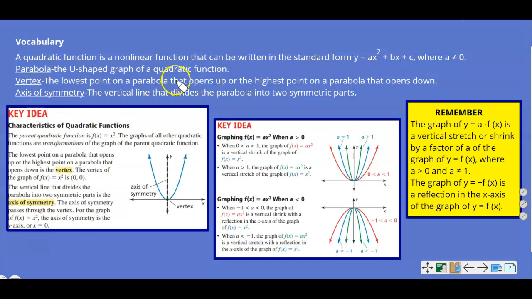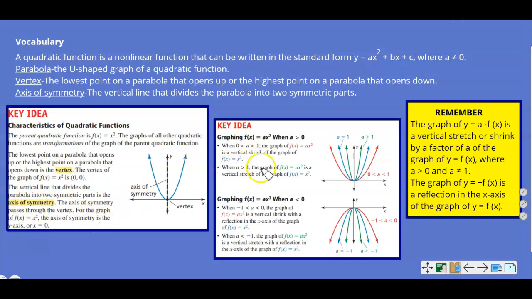The vertex is the lowest point on a parabola that opens up, or the highest point on a parabola that opens down. So again, the vertex is the point where it turns and goes the opposite direction, either the lowest or the highest point. The axis of symmetry is the vertical line that divides the parabola into two symmetric parts. So it's this line that goes down through the vertex so that your left side and your right side are symmetric. Make sure you know what the vertex is, and make sure you know what the axis of symmetry is as well.